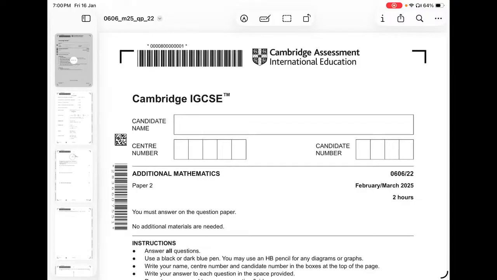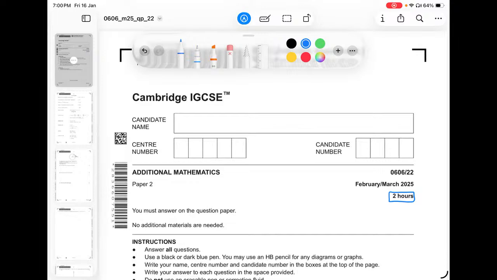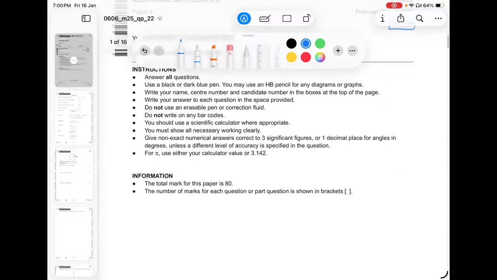Today we'll be doing paper 2 and we'll be covering the same steps as we did for paper 1. You need to know that paper 2 is a calculator paper and you are allowed to use a scientific calculator in your paper. So let's just get started straight away. It's for 2 hours again, the same number of hours as paper 1. Here you can use the calculator and it's worth a total of 80 marks.